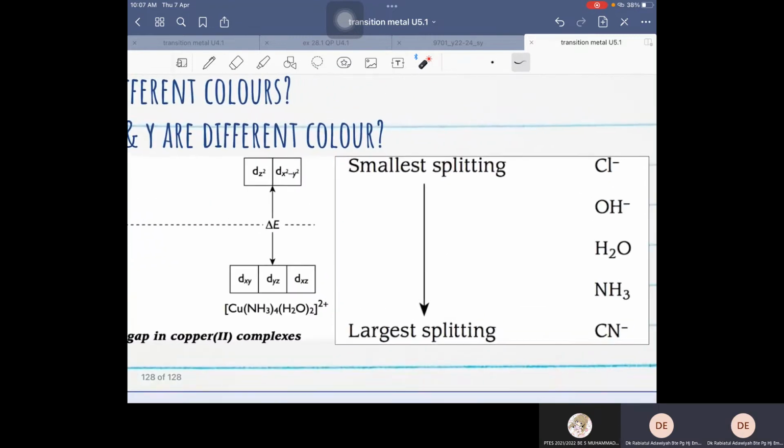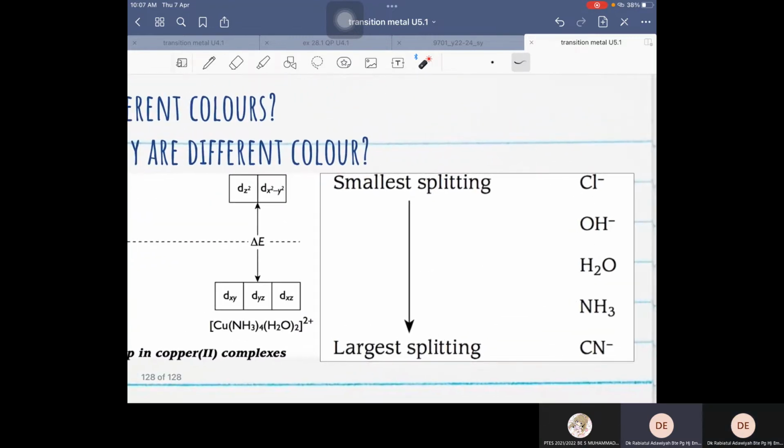This is the trend of the amount of splitting that can be caused by these different ligands. Chloride has the smallest splitting. That means the delta E for complex ions with chloride ligands will be relatively the smallest, and cyanide ions will be the biggest delta E. Okay, you don't have to worry about the numbers.